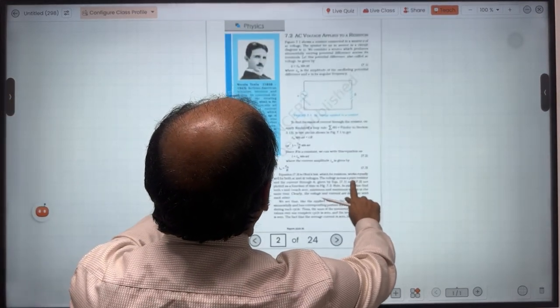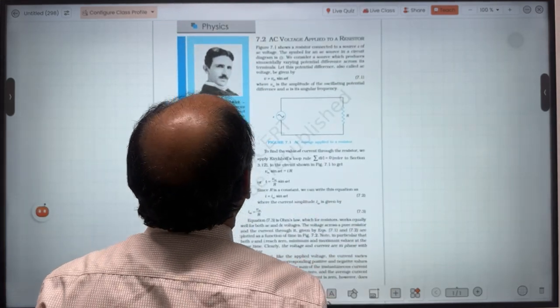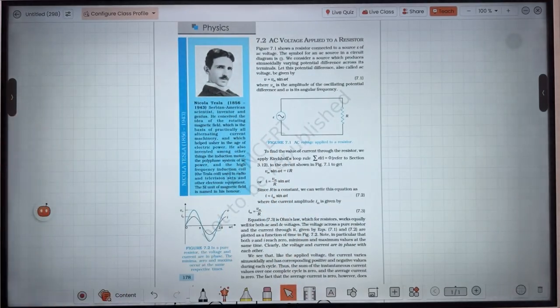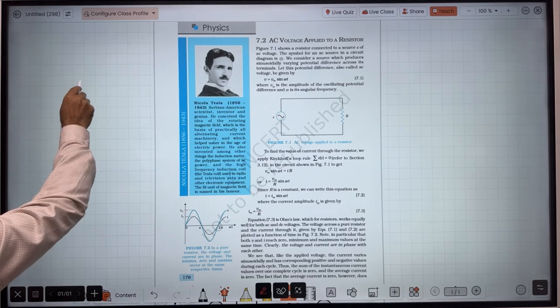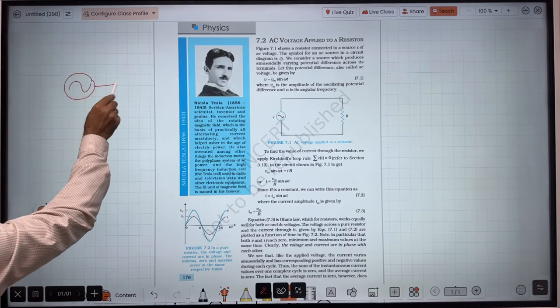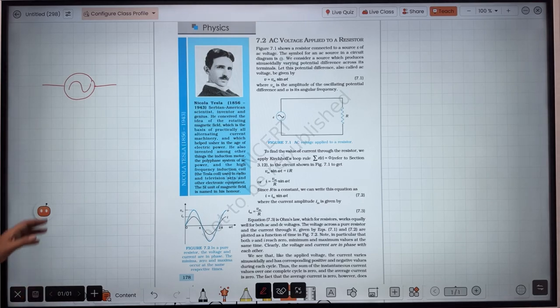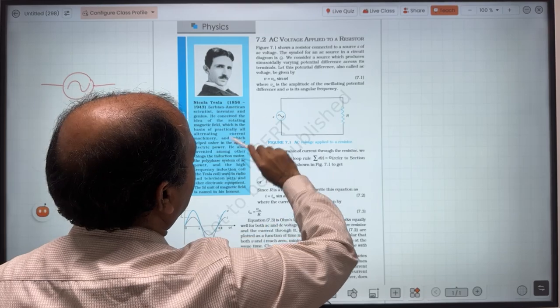Here, AC voltage applied to a resistor. The symbol of AC will be like this. We will draw this symbol inside a box and we will assume that this is the AC source. So here in this circuit, this is the AC source and this is the resistance.